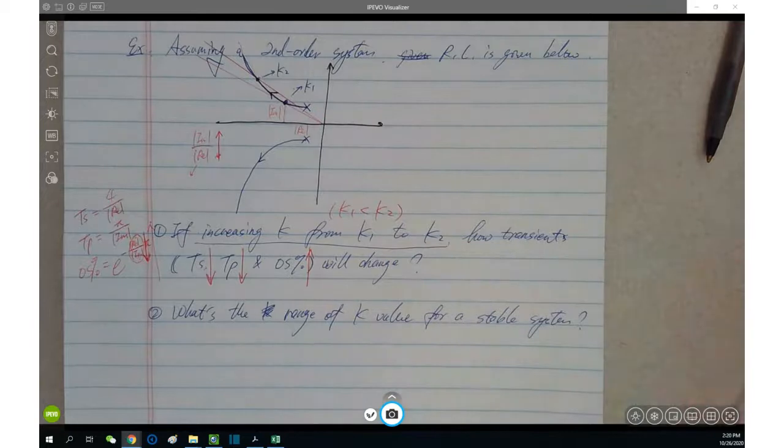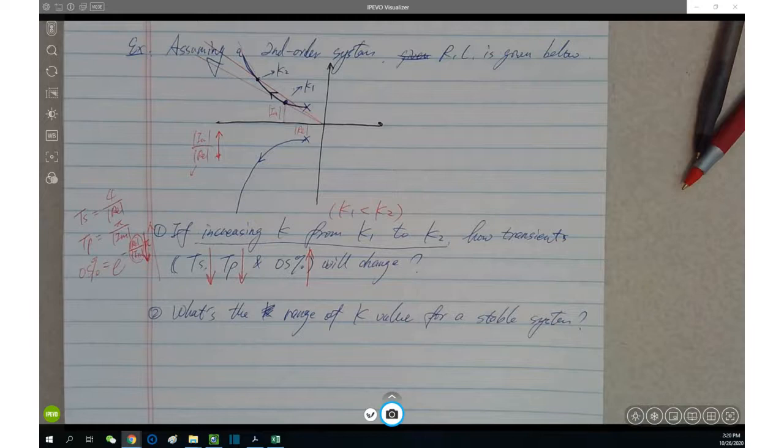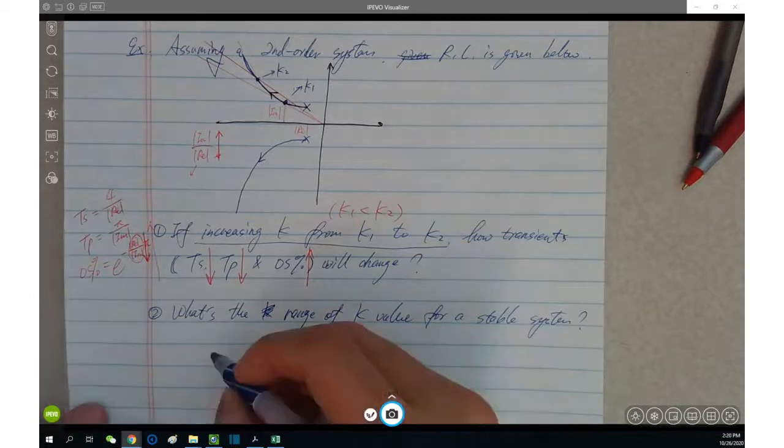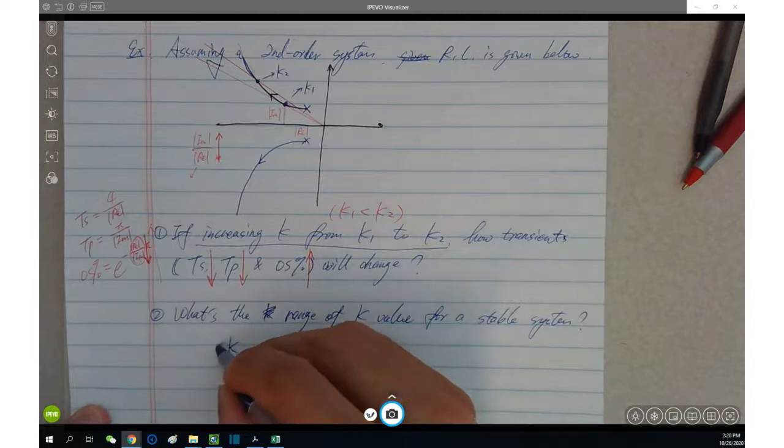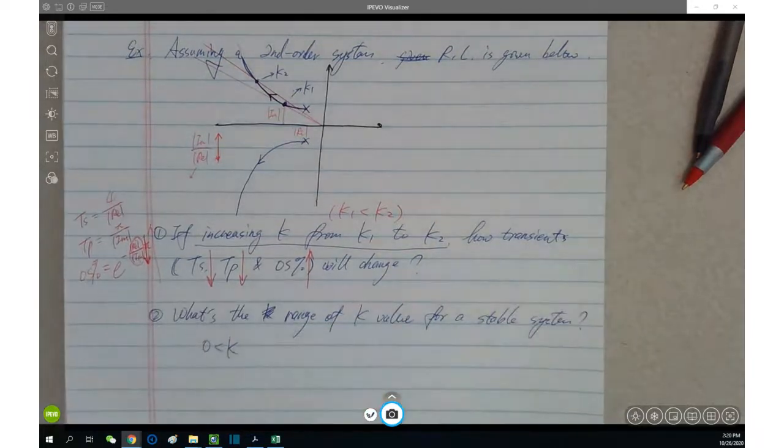All right, if this makes sense, then next, what's the range of K to make this system stable? Any questions? Good, very good. Yeah, Kevin is right. As long as K is greater than 0. In other words, any K value can make this system stable. Any K value. Why is that?